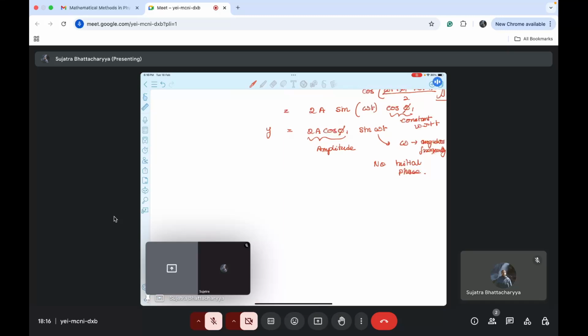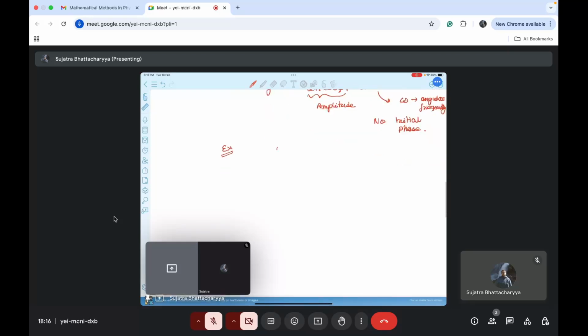Next, let us take another example, not very difficult. This is A sine(omega t plus phi), a very general oscillation characteristic represented in mathematical form. This is the displacement of the particle, represented in an oscillatory form with time, phase and frequency. Now, if you do a time derivative of this, what will happen?